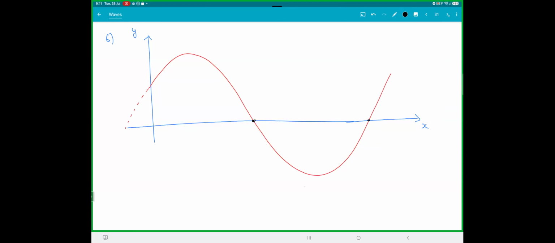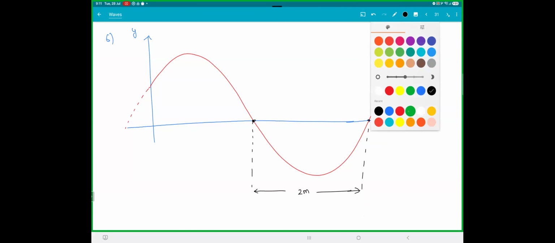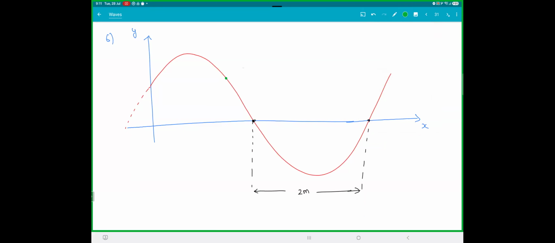This point to this point, this distance is 2 meters. A particular point here, P, is going up with a speed of 4 meters per second. And at this point here, this angle is 60 degrees. This height here is A by 2, half of the amplitude. So this is the snapshot of a string at T0.